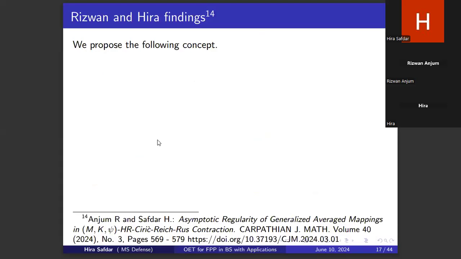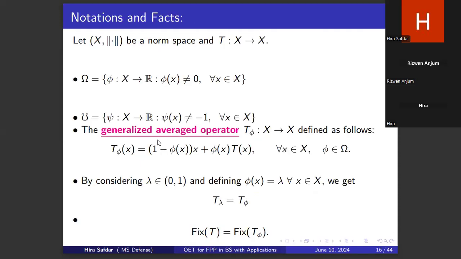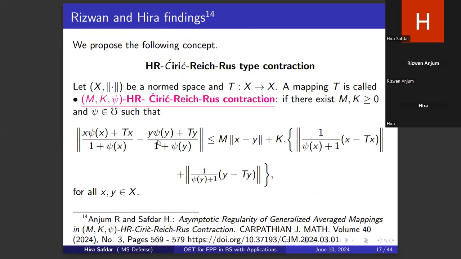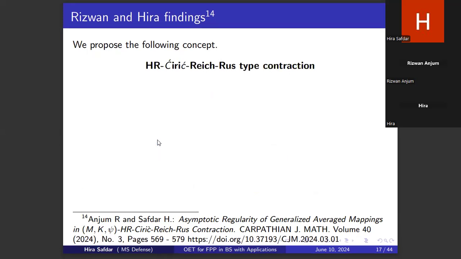Now here is our main result. Next, sir. Here we pose the following concept of HS Ćirić-Reich-Rus contraction.